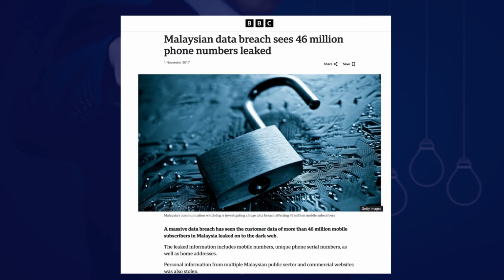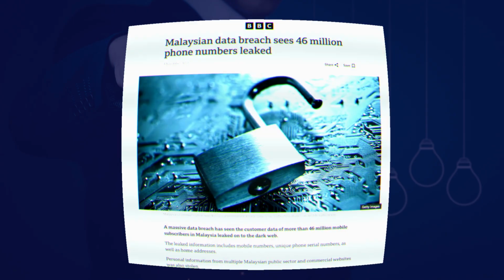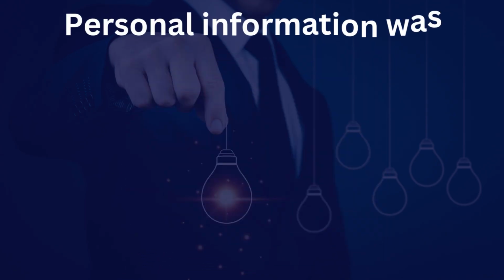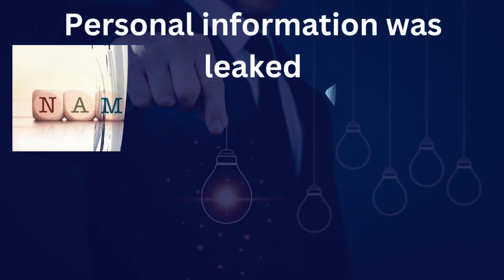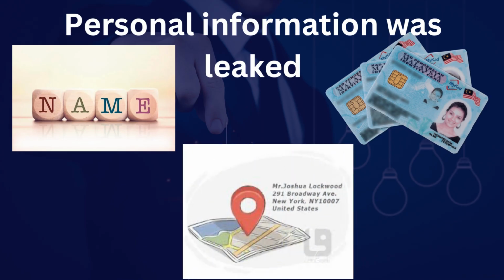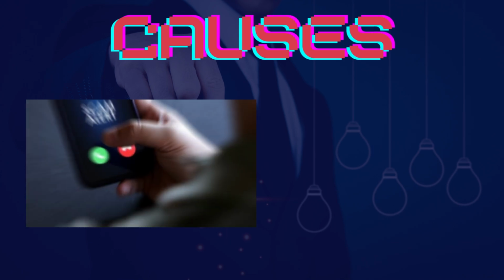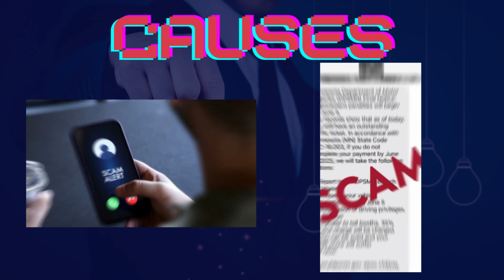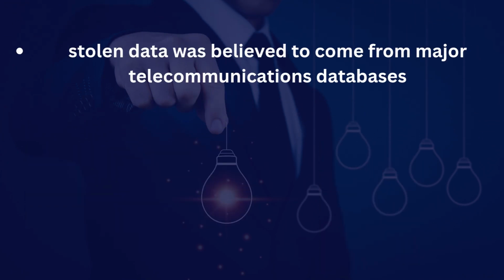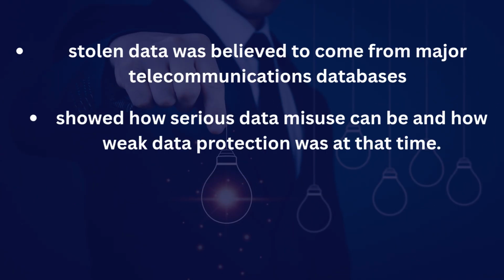In 2017, Malaysia faced one of the biggest data breaches in its history. The personal information of over 46 million mobile users, including names, IC numbers, and home addresses, was leaked online and sold on the dark web. Many Malaysians began receiving scam calls and fake messages. The stolen data was believed to come from major telecommunications databases. This incident showed how serious data misuse can be and how weak data protection was at that time.